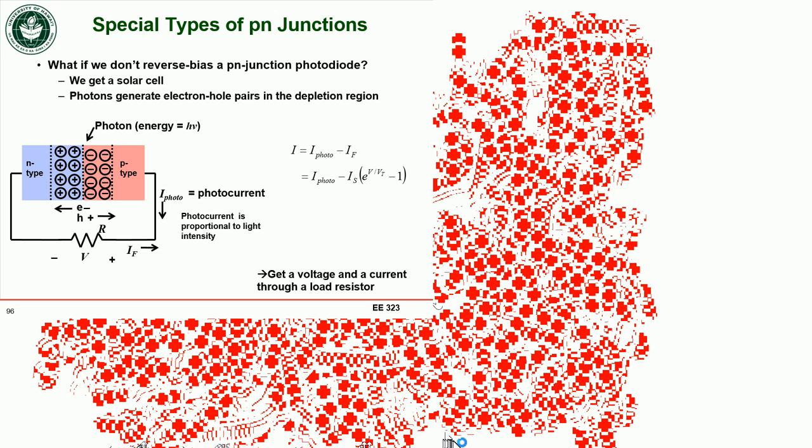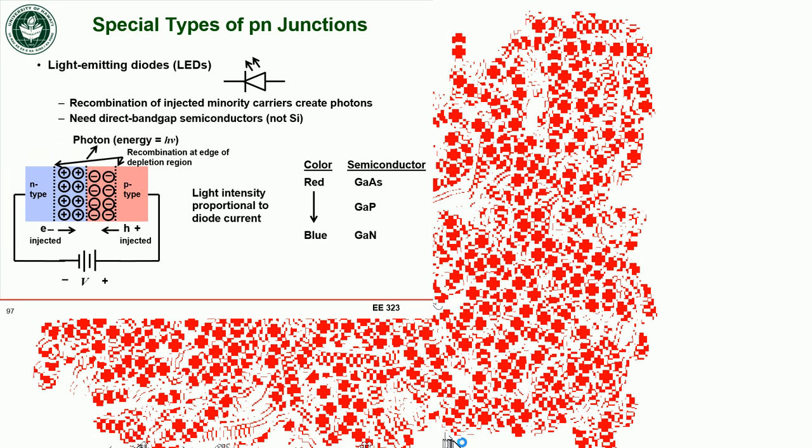And then the final one is a light-emitting diode. So I take a p-n junction and I forward bias that p-n junction. When I forward bias it, I'm injecting electrons and holes into my p-n junction. If I have something called a recombination event, where that free electron loses its energy, the energy that it's lost can be emitted as a photon now.